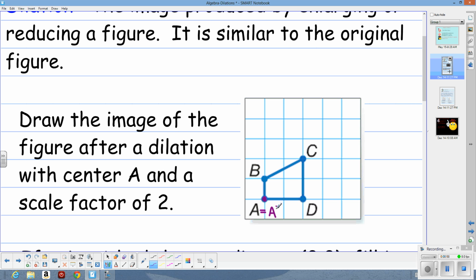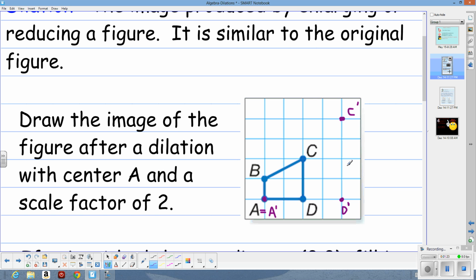be in the same spot. But now this line segment AD, instead of being 2 units long, it's going to be 4 units long. So D is going to be over here, that's going to be D prime. And then instead of going up just 2 units to get to C, since it has a scale factor of 2, that means I'm going to make that side length twice as long. So C prime is going to be right there.